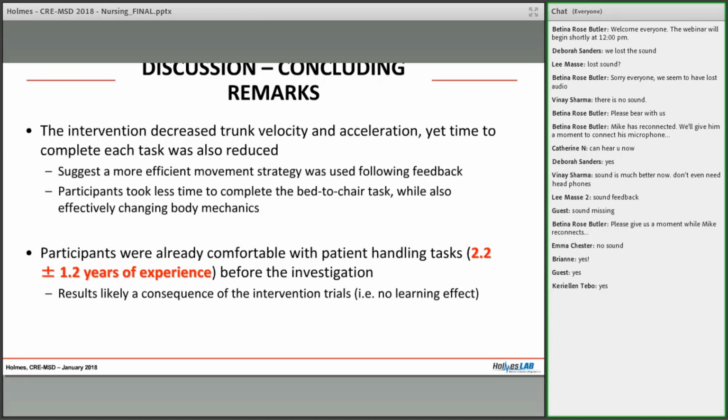And our participants, I think it's important to note, were comfortable with patient handling. They were roughly halfway through a 4-year nursing program, so they have had some placements and some experience to date. I think that helps support our work because it shows that the results are likely a consequence of the intervention itself and the feedback, as opposed to it being purely a learning effect.